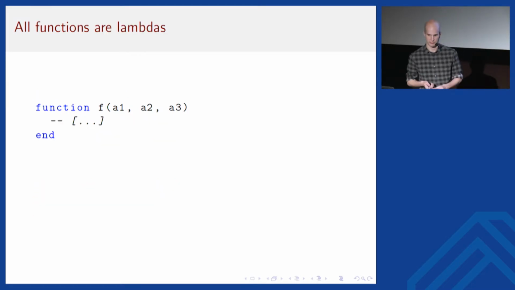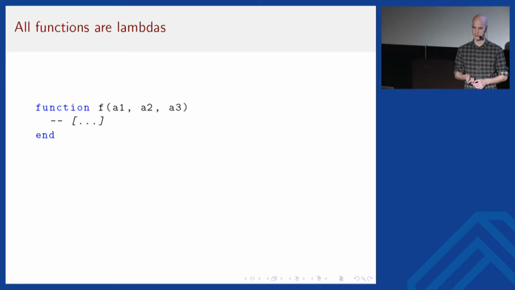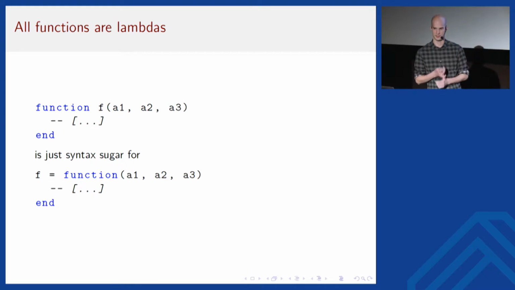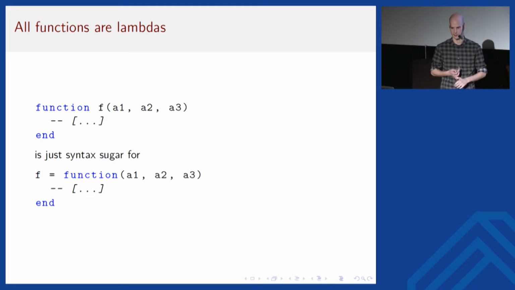Another interesting property of functions is that all functions in Lua are lambdas. So what that means is that if we see a function declaration like this, that is actually just syntactic sugar for this. And this might look a little strange, but what this actually does is you have an anonymous function that takes 3 parameters and does something with them. And then this function is a value in Lua. It's a value of function type. And now you assign this value to a variable of name f.